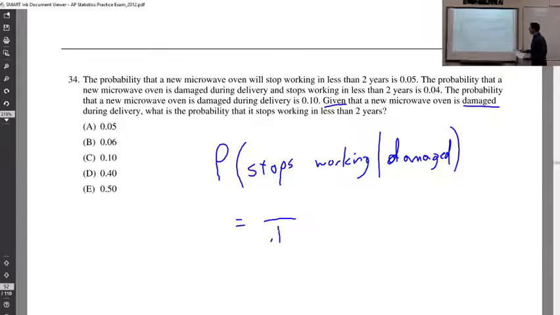which is 0.1, the probability that it's damaged is 0.1, out of all those times, how often did it stop working, which was 0.04. Out of all the times that it was damaged, how often did it stop working? That's 0.04 out of 0.1, which is 0.4.